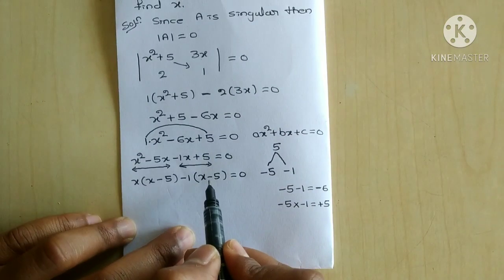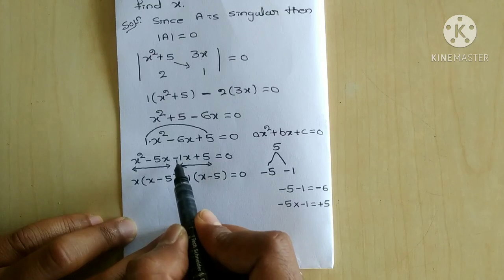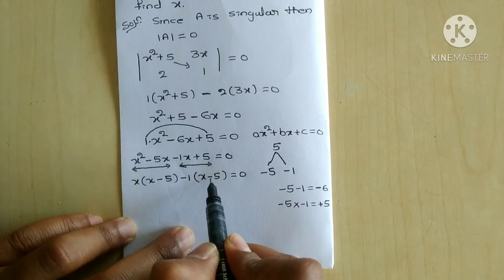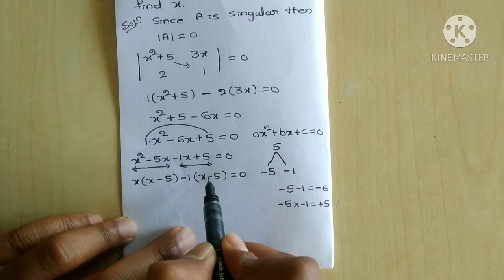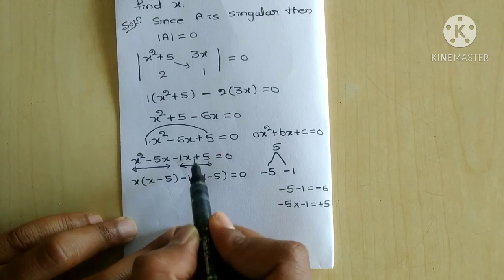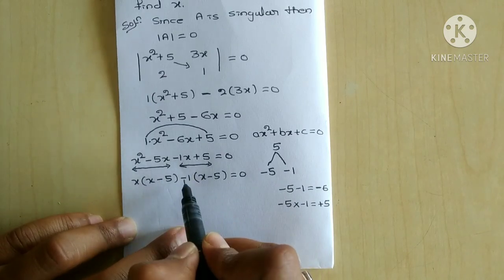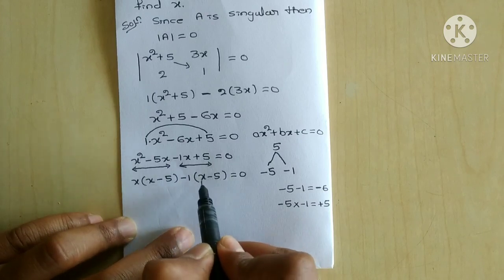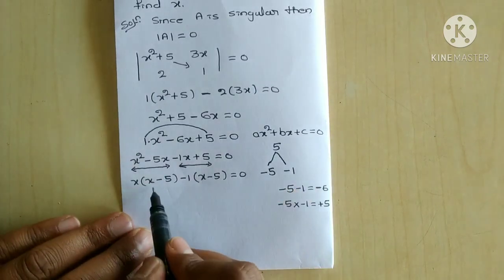Don't write a plus sign here, because if you open the bracket, minus 1 into x is minus 1x, minus into minus is plus, 1 into 5 is 5. So if you write a plus sign here, you know minus into plus is minus. That will be wrong. Therefore, in between these two I am going to take minus 1 common. If I take minus 1 common, inside the bracket the remaining value is x minus 5. Now here two terms are there.